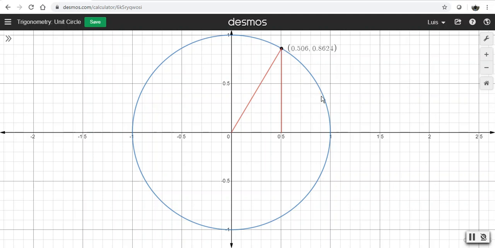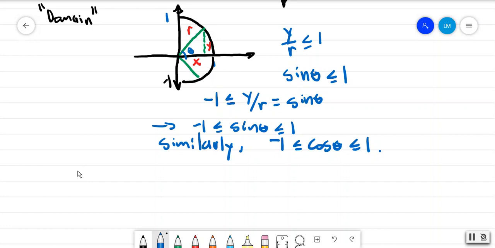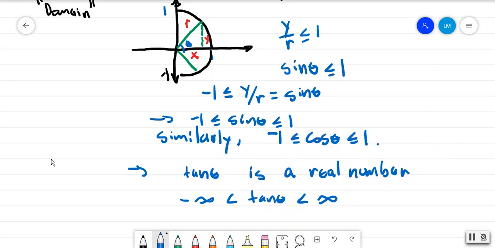And similarly, if we were to follow along here going in the reverse direction, the x component is getting smaller and smaller, but it's negative now. So that means that it goes to very large negative values. Well, that's really just a roundabout way of saying that tangent of theta is a real number. Some people write it like this, where negative infinity is less than tangent of theta, and that's less than infinity. That tells you that basically tangent can be anything.